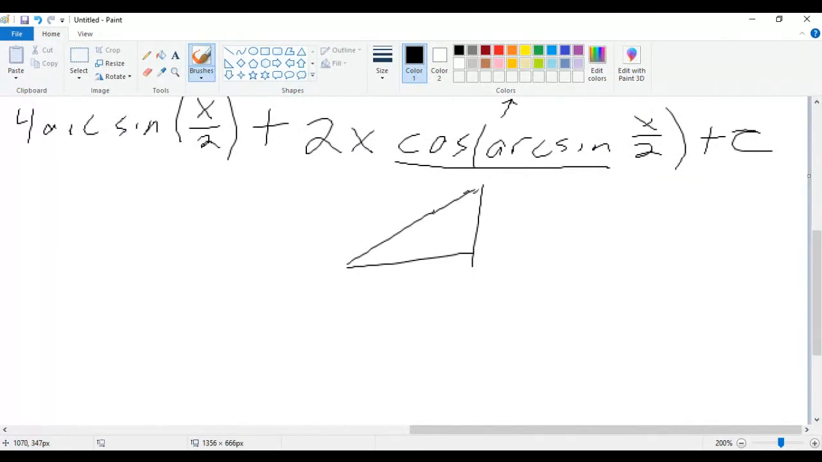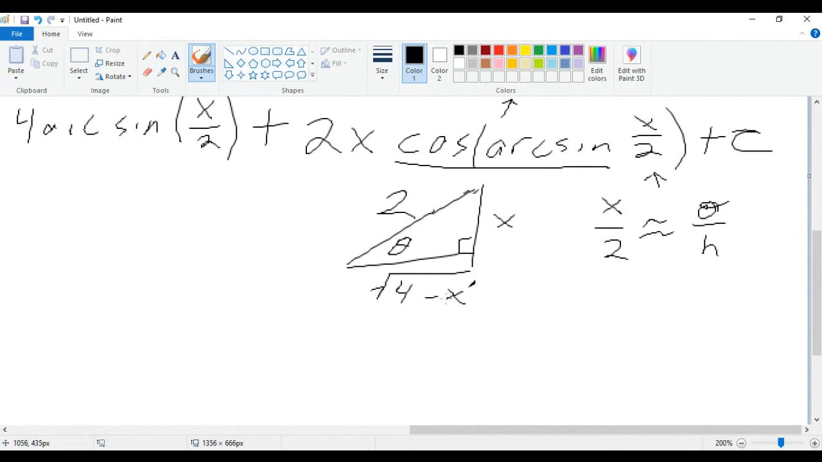If you recall, sine is the opposite side. So if we have this as theta, sine is the opposite side divided by the hypotenuse. So we can let this side be, here we have x over 2 inside, and we can pair these up with the opposite side over the hypotenuse. So x would be the opposite side, and 2 would be the hypotenuse. Then we can solve for this third side using the Pythagorean theorem. Let's say it's the square root of 4 minus x squared.